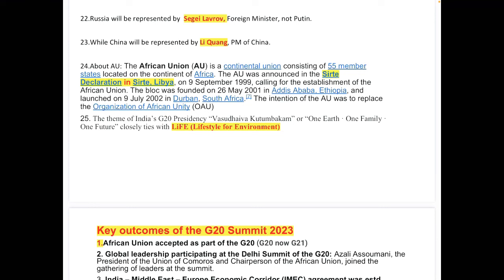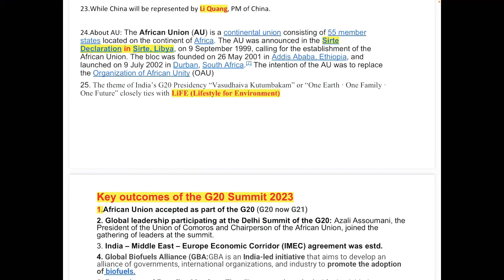So we'll see in brief about the African Union, the newly added member of the G20, which now has 21 members. It's a continental union consisting of 55 member states located on the continent of Africa. The African Union was announced in the Sirte Declaration in Sirte, Libya on 9 September 1999, calling for its establishment. The bloc was founded on 26 May 2001 in Addis Ababa, Ethiopia, and launched on 9 July 2002 in Durban, South Africa. The intention was to replace the Organisation of African Unity. So in brief, previously it was called OAU and changed in 1999 into AU.